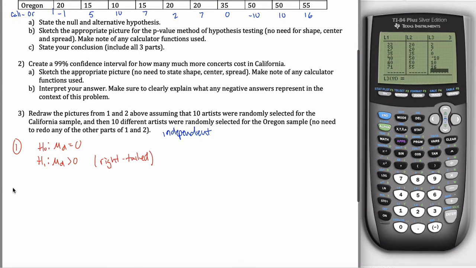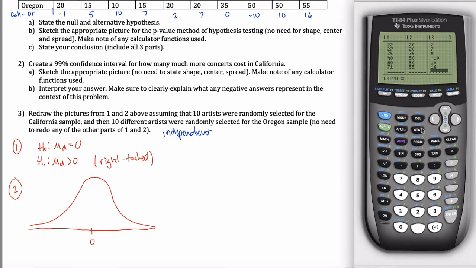Second is we have to sketch the picture. You don't worry about shape, center, and spread. So here's my picture. As I always do, I'll put 0 in the middle. And then I need to calculate my test statistic and my p-value. Both of those will come straight out of my calculator.